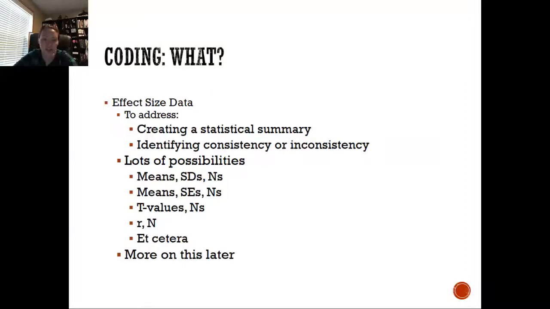But our effect size data could be, as you've already seen in last week's lecture, means, standard deviations, and the Ns of each group. We could also have means, standard errors, and the Ns of each group. We could also end up with a t-value and the Ns of each group. We could have a correlation r with the N, etc. A lot of different possibilities depending on the type of effect size that we're working with.